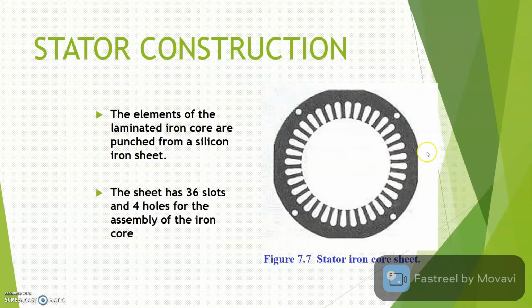Next, this diagram shows you the stator iron core sheet. Basically, you can see there are 4 holes here, which we punch from a silicon iron sheet. Here you have 4 different holes, and here you have 36 slots. These holes and the 36 slots will be used for assembly of the winding, so you assemble the winding through these holes and slots.